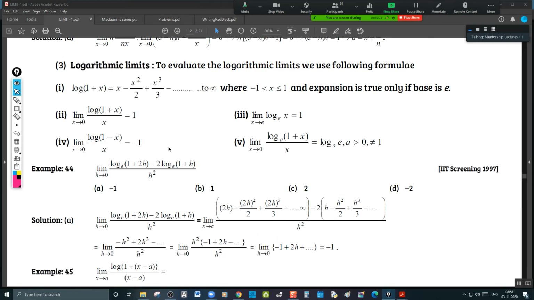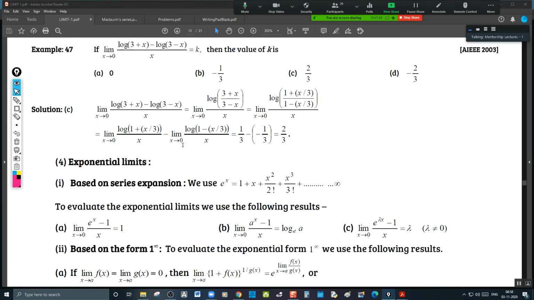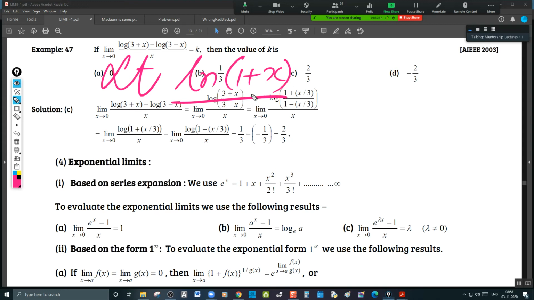Okay, next, that is the logarithmic limit. So what is that logarithmic limit? You have to remember. Let me write that once. Limit of ln of 1 plus x upon x as x tends to 0 is equal to 1. Remember that, please.